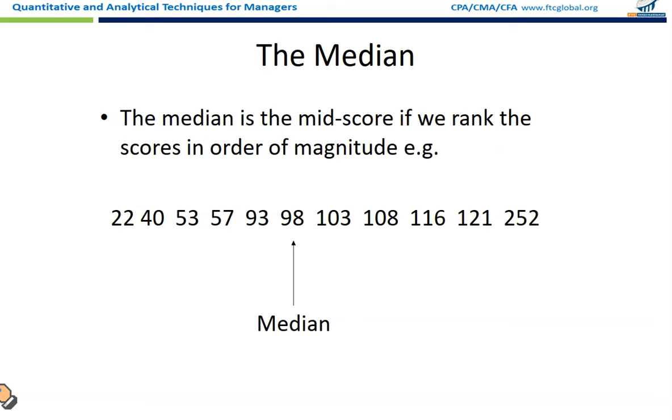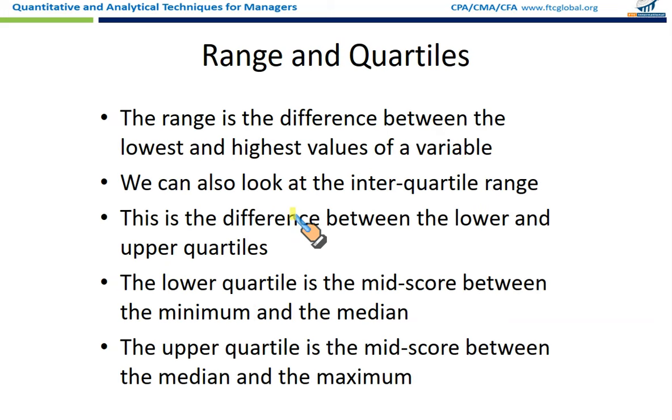The median is the mid-score. If we rank the scores in order of magnitude, this is the middle number. We already discussed this previously. Range is already discussed as the difference between the lowest and highest values of a variable. Now, what we can also look at is the interquartile range. Let me show you what it is.